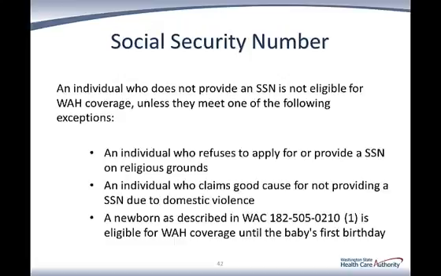An individual who refuses to apply for or provide a Social Security number based on religious grounds. An individual claims good cause for not providing a Social Security number due to domestic violence, or a newborn as described in WAC 182-505-0210, Section 1, is eligible for Washington Apple Health coverage until the baby's first birthday.